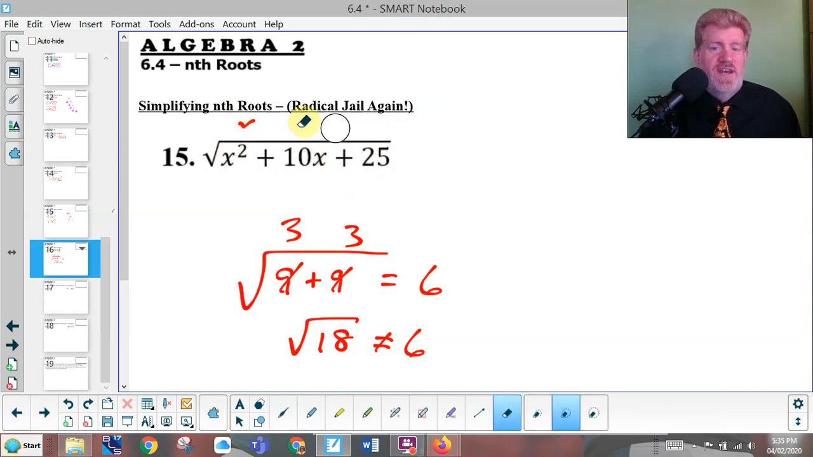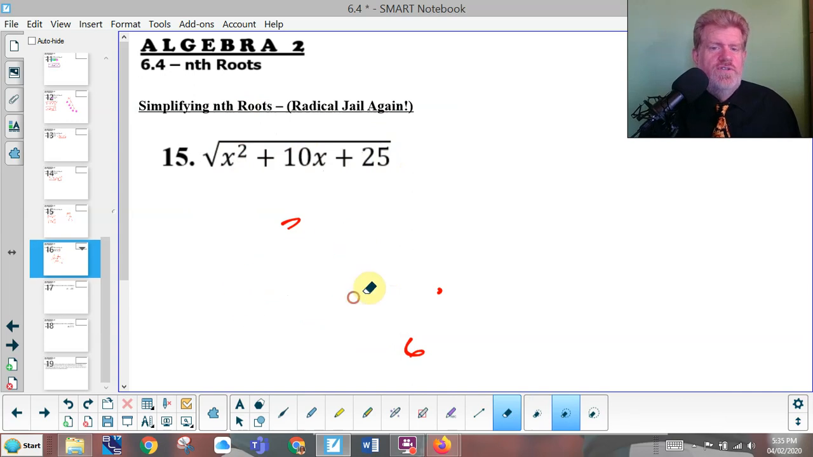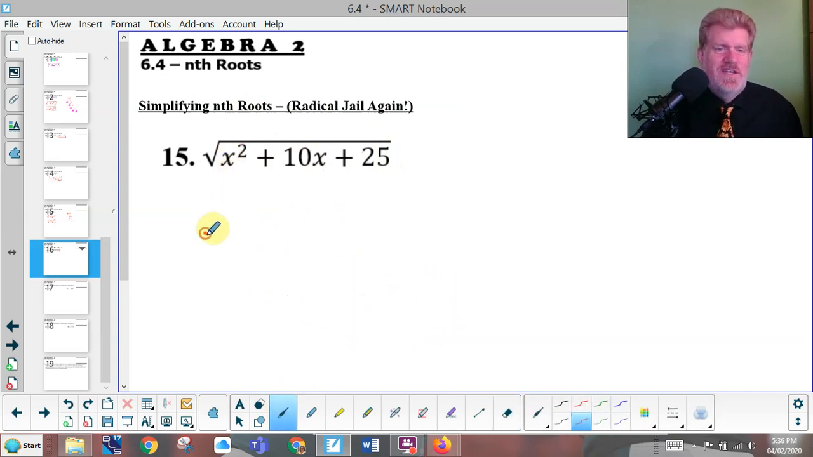All right, so what can we do? Anything in this case? Well, do you remember your factoring? In fact, do you recognize this as something special? Now, you might be saying, what multiplies to be 25 and adds to be 10?